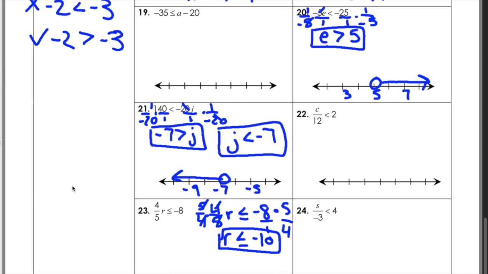So we're going to have -10, -8, -12. Less than or equal to means that it includes -10, and then we're going to draw our arrow to the left because those are all the numbers that are smaller than -10.